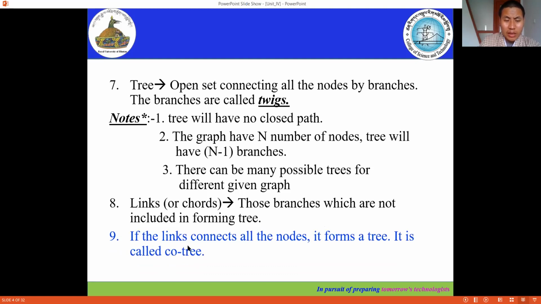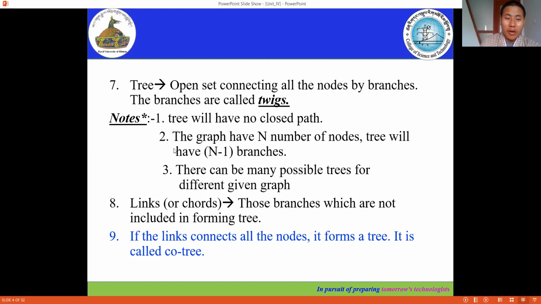And if the links connect all the nodes, okay, now when we leave out all the branches which are not involved in the formation of the tree, and we connect those links, and if those links connect all the nodes, then it forms a tree. Again, the other criteria for the formation of the tree is it should have no closed path and all the nodes should be connected. So that tree formed by the links is called the co-tree.